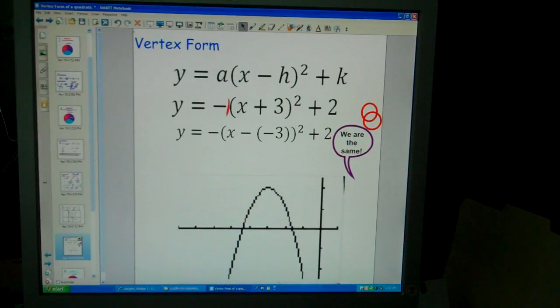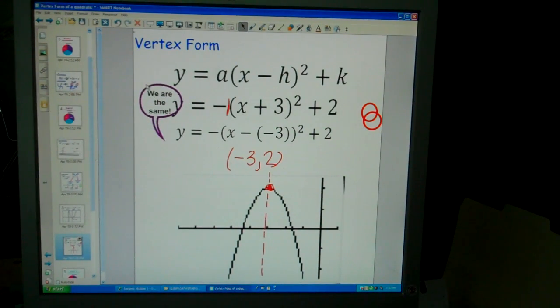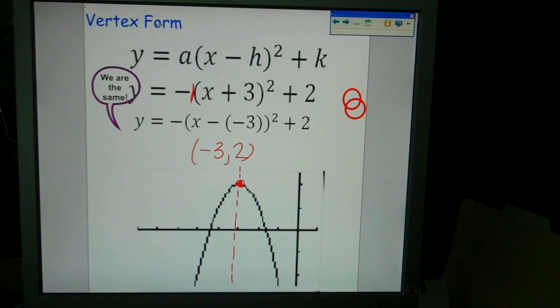So what would be my ordered pair? My ordered pair would be, where's my vertex? -3, 2. Right there. And look at this. 1, 2, 3, up 2. Right there's my vertex. Can I draw my line of symmetry through that? Yes, I can. Right there it is. Okay? Please make sure you have this. We are the same. All right? It can be expressed either way.